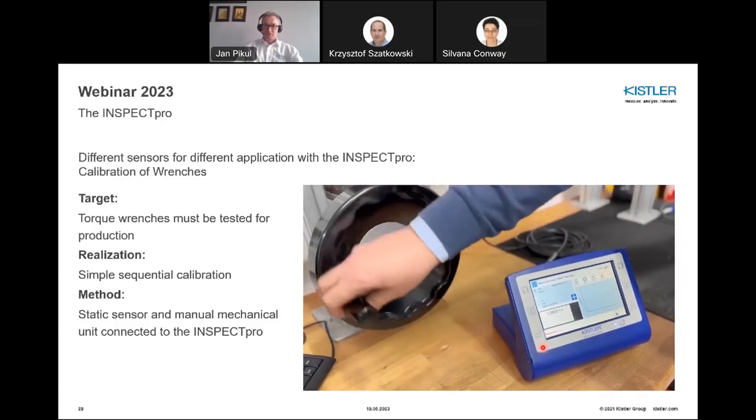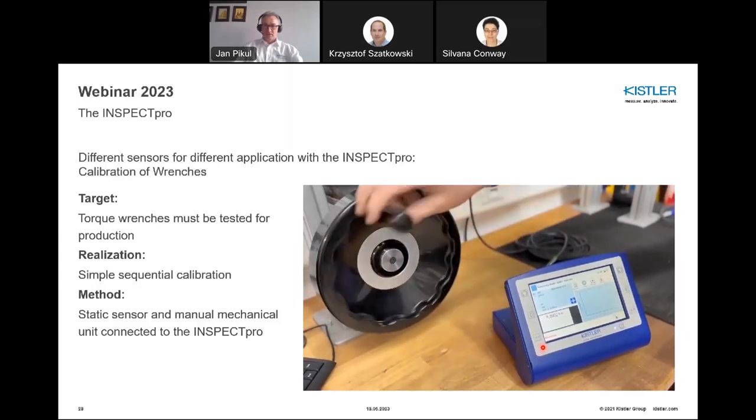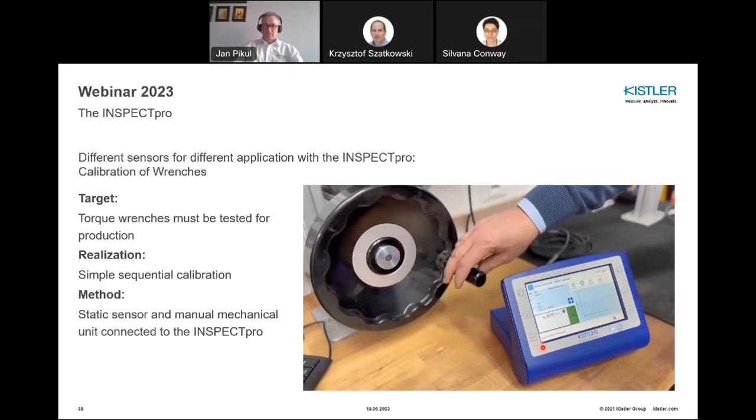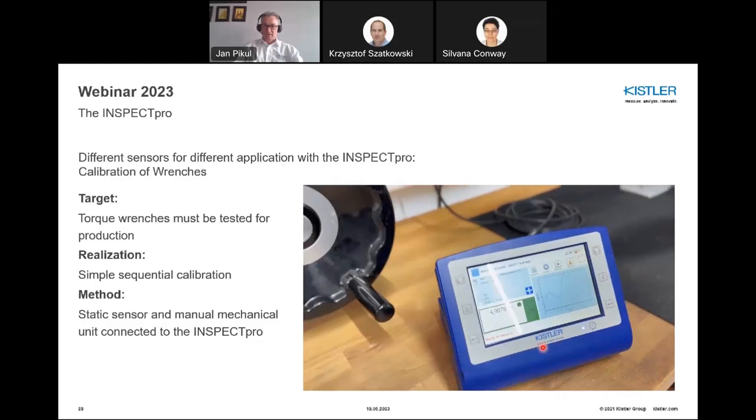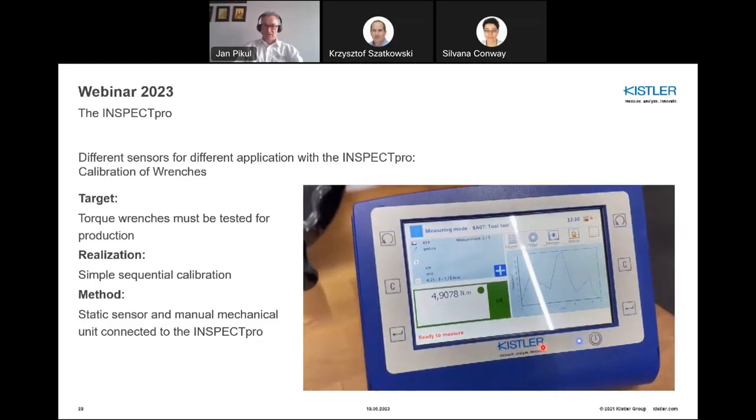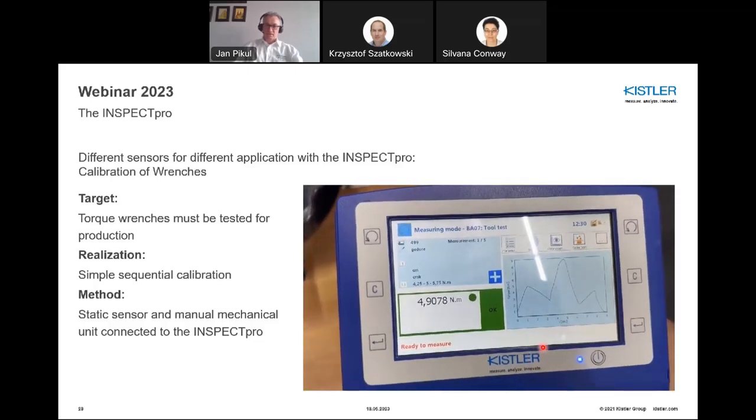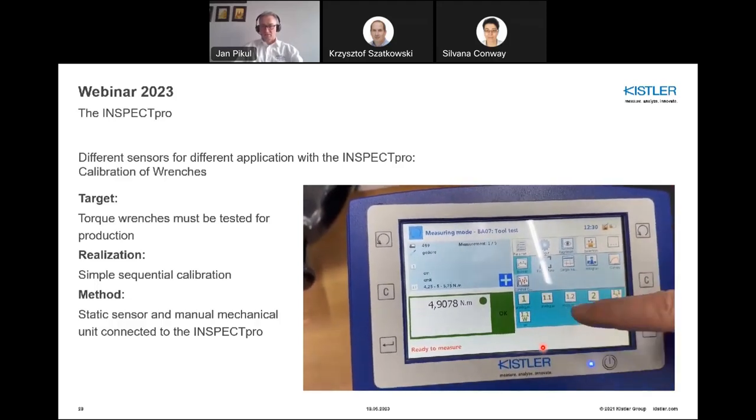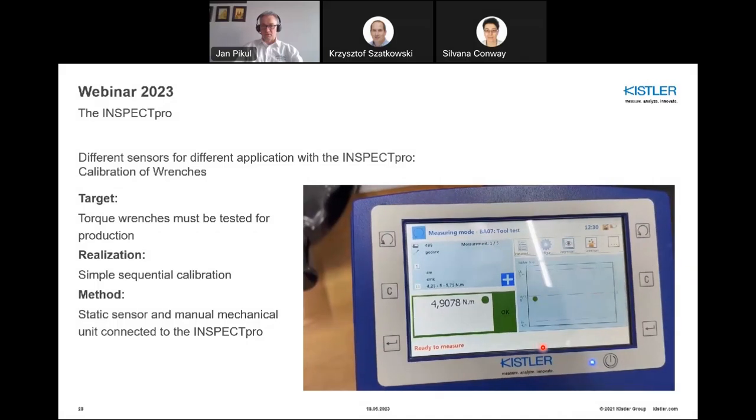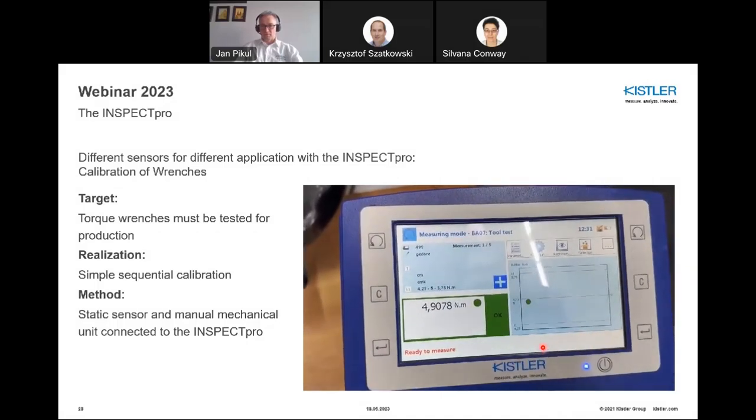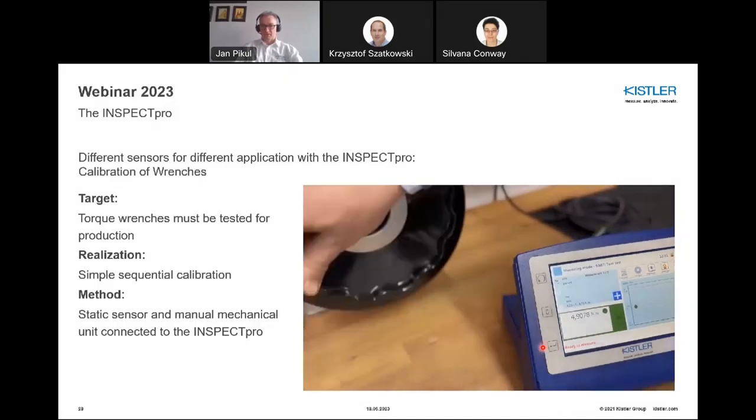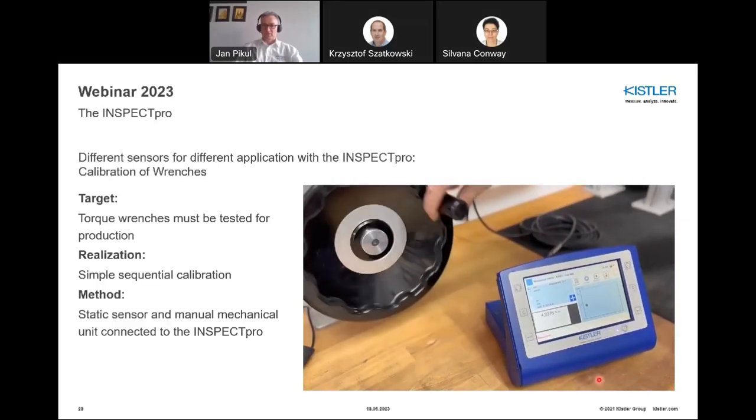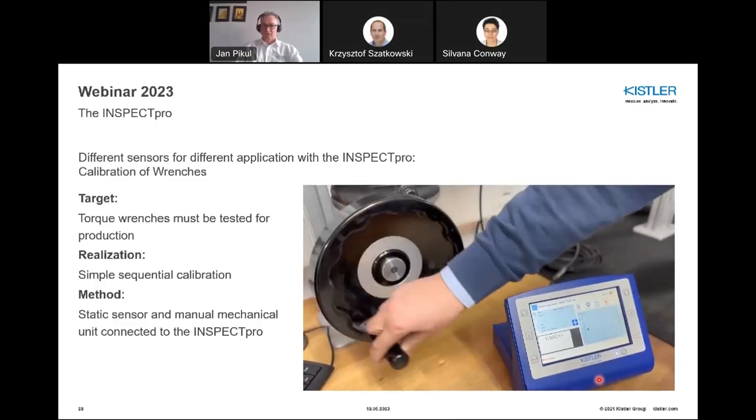And when the torque is reached, the click on the wrench is done, and the system can detect the click of the mechanics and the clutch, and stop the measuring. So now you can have the same as before. We have a target value, and we have also the upper limit and lower limit.